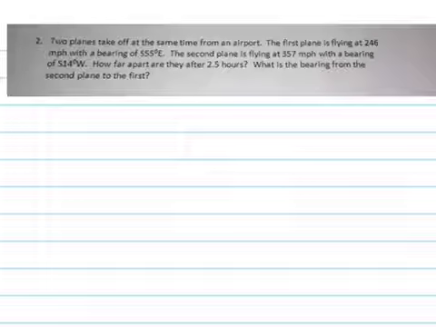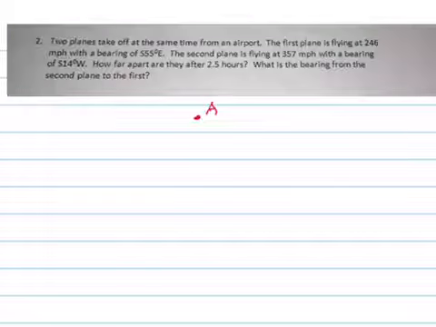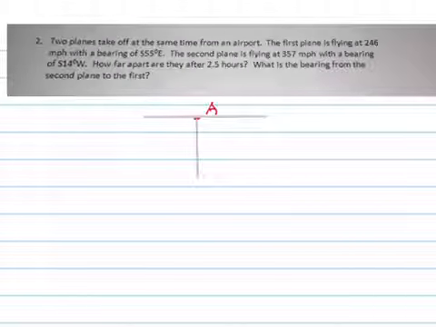Okay, here's another bearings problem. The planes take off from the same airport, so the airport's going to be up here. So here's the airport, we'll call that A. It says the first plane is flying at that many miles per hour with a bearing of south. So what I like to do is always put north-south and east-west in there, so that I can see what I'm dealing with.